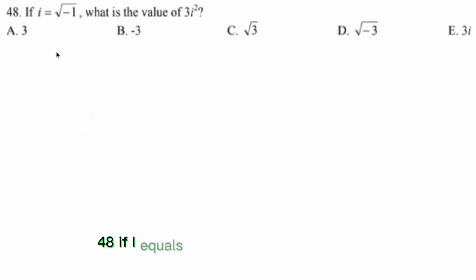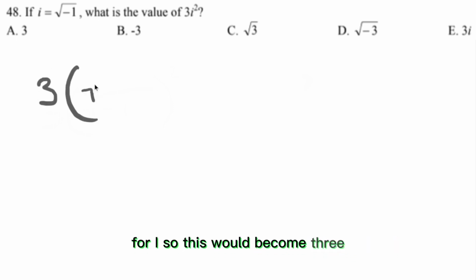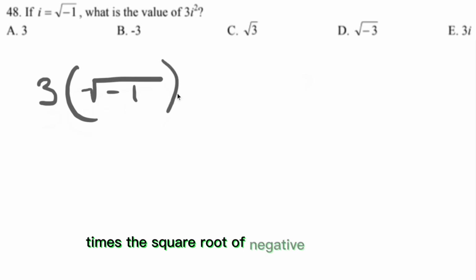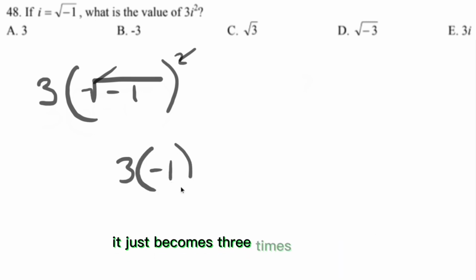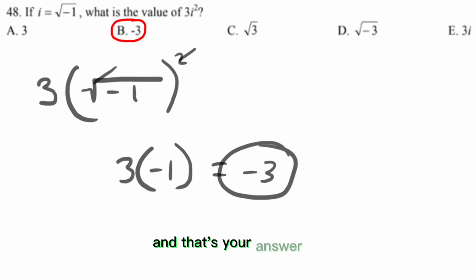48. If i equals the square root of negative 1, what is the value of 3i squared? So in this situation, you have to substitute the square root of negative 1 in for i. So this would become 3 times the square root of negative 1 squared. And since the square and the square root cancel out, it just becomes 3 times negative 1, which equals negative 3. And that's your answer.